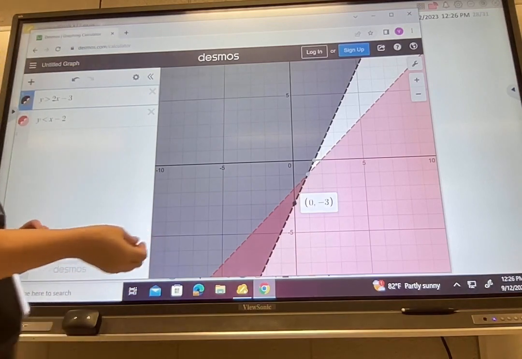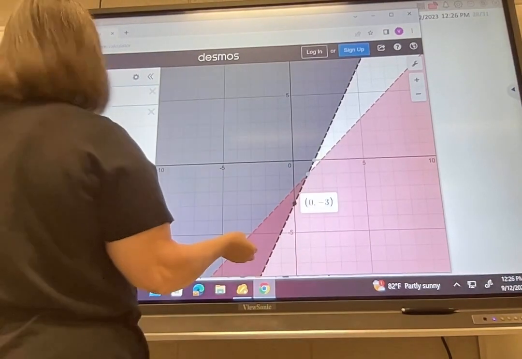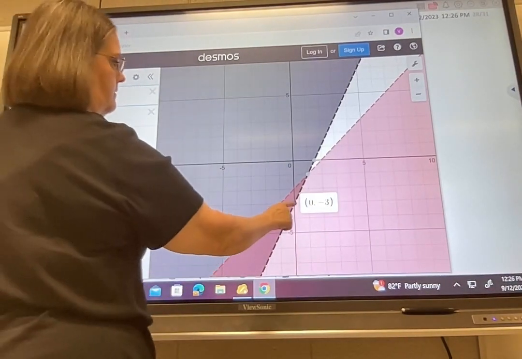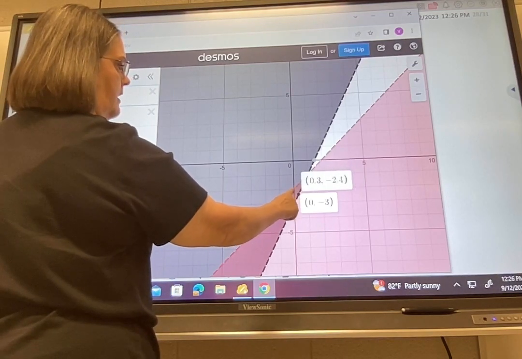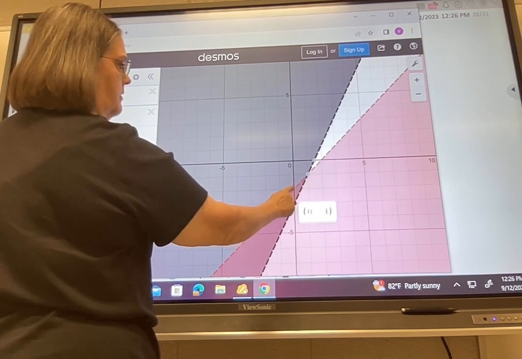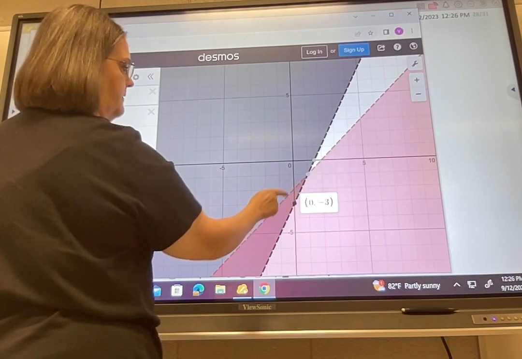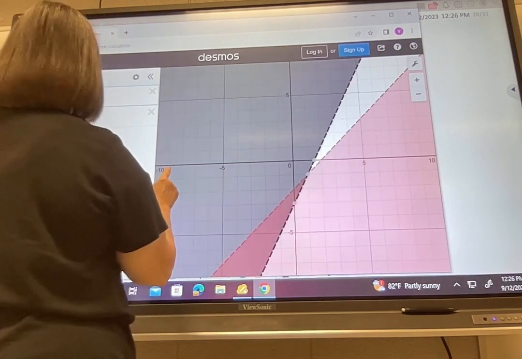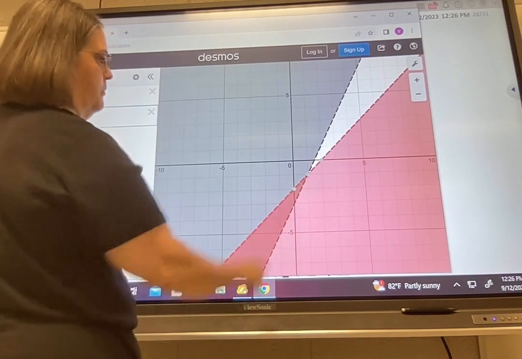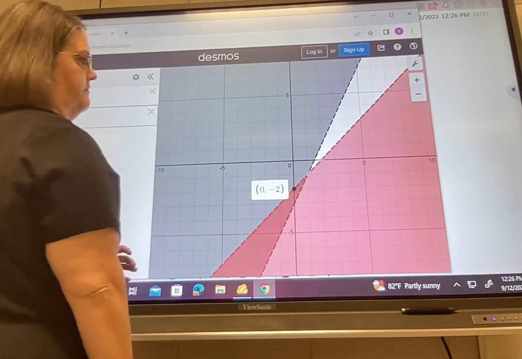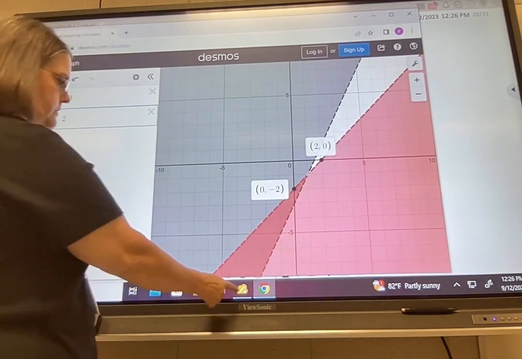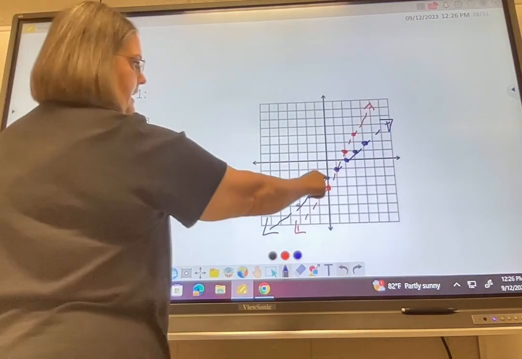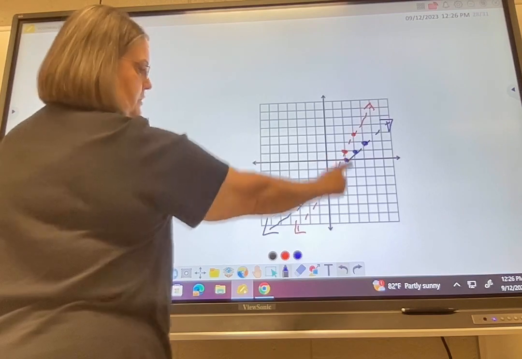And then the second equation has a point here at 0, negative 2, and then we also have a point at 2, 0. So 0, negative 2, 2, 0, notice I put them there.